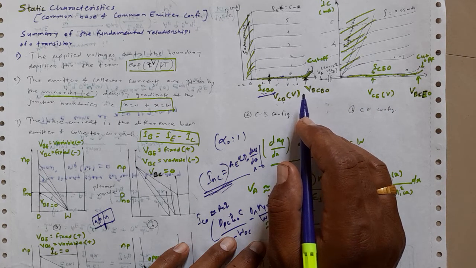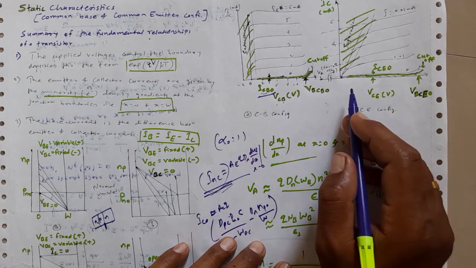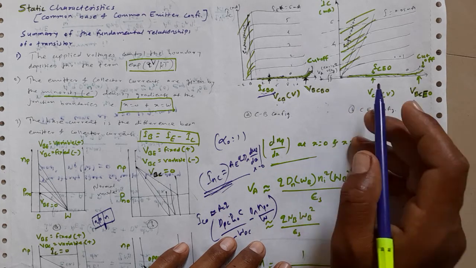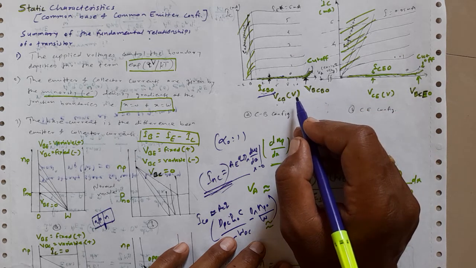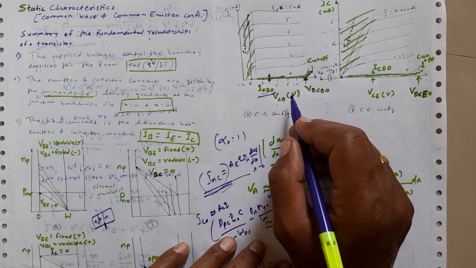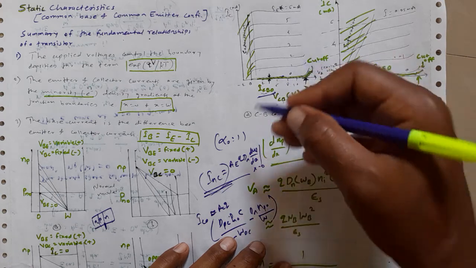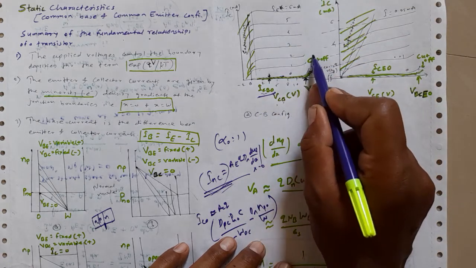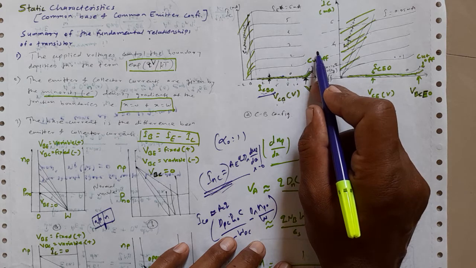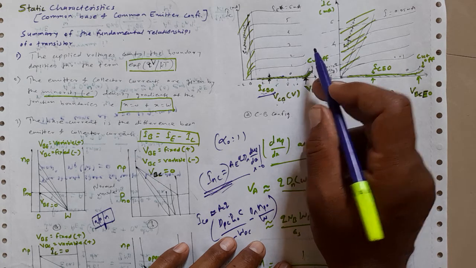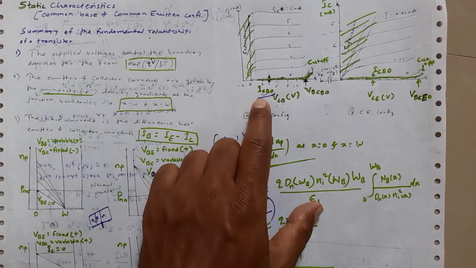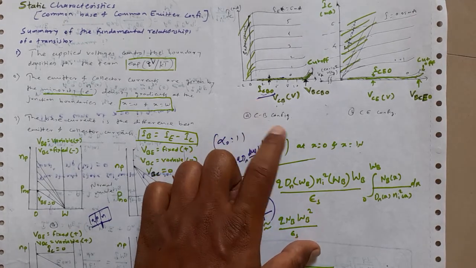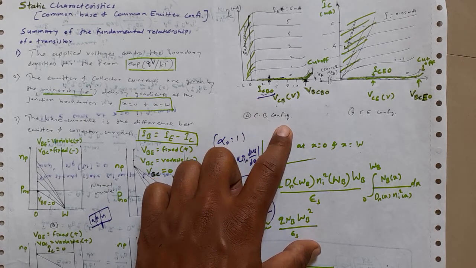So the collector depletion region is in direct contact with the emitter depletion region, and so at this point the collector is effectively short circuited to the emitter, and the large current starts to flow through that region. So this is the case of the CB configuration, common base configuration.